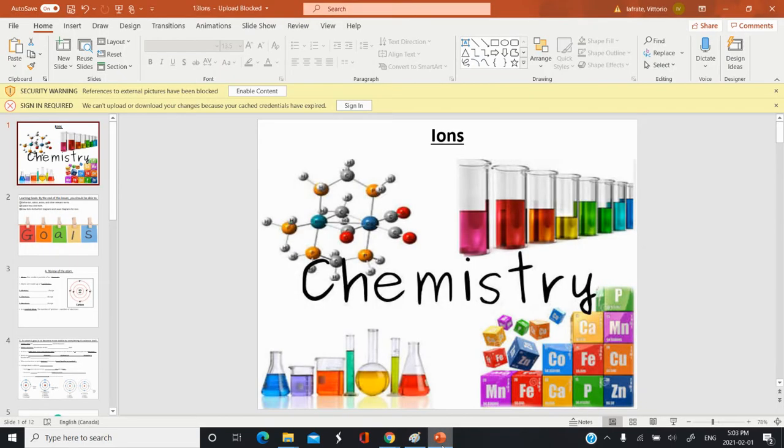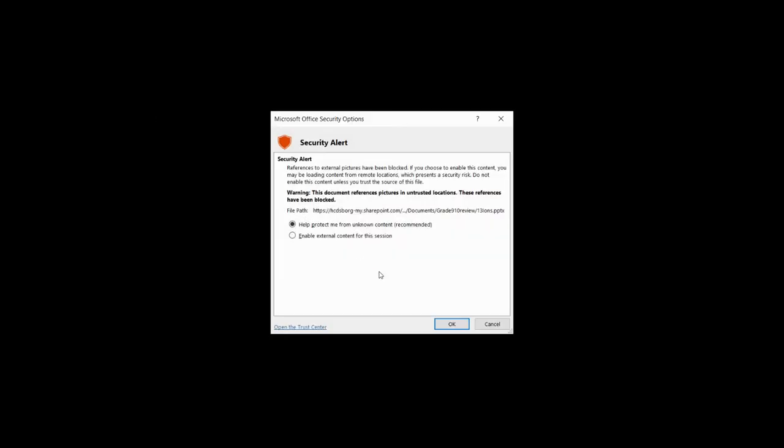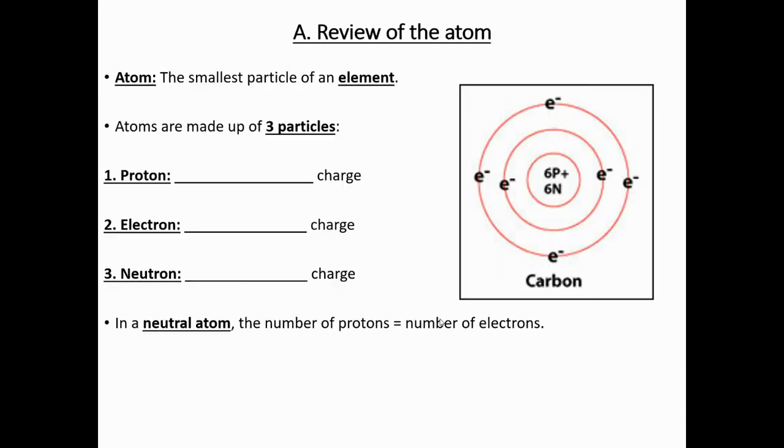In this video, we're going to review ions. So just a quick recap. Remember that atoms are the smallest particle of an element, and atoms are made up of three smaller particles, or subatomic particles. We have the protons with the +1 charge. We have the electrons that are in the shells there with the -1 charge, and we have the neutrons that are in the nucleus with the protons, but they have a 0 charge, or no charge.